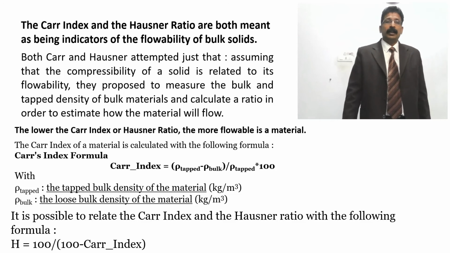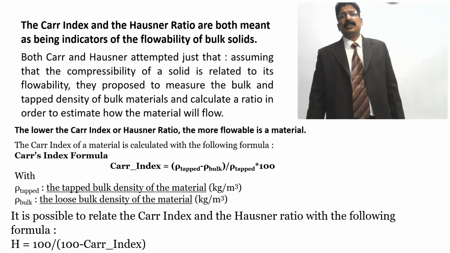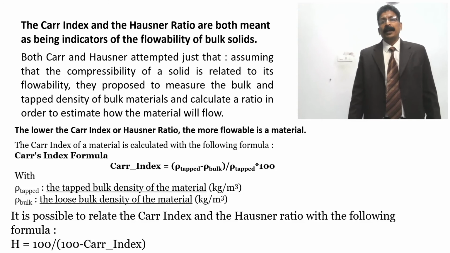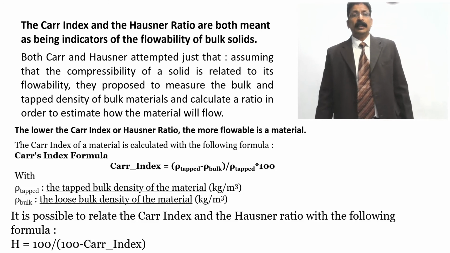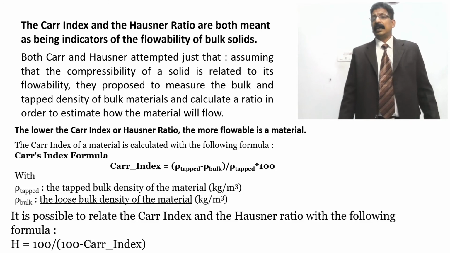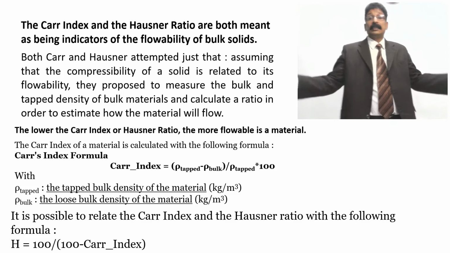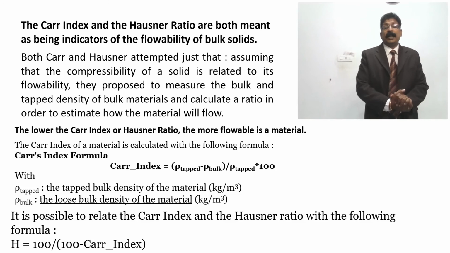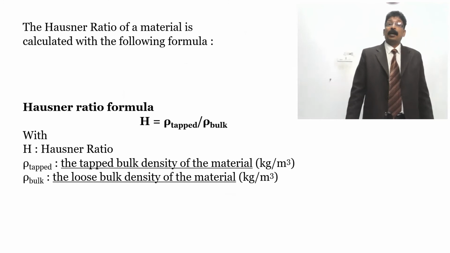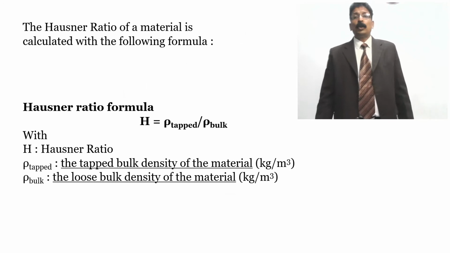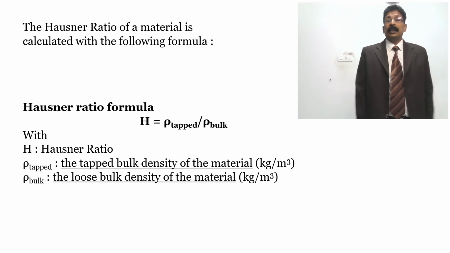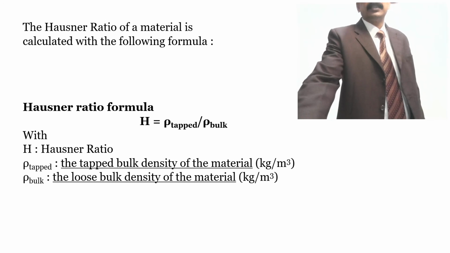of the granules. So Carr's index formula is equal to (rho tapped minus rho bulk) divided by rho tapped density, into 100. The possible range of Carr's index and the Hausner ratio are as follows. The Hausner ratio can also be calculated by 100 divided by (100 minus Carr's index). So they both have a relationship. The Hausner ratio of the material can also be calculated by this formula: H is equal to rho tapped density divided by rho bulk density. So that is the relationship between Carr's index and the Hausner ratio.